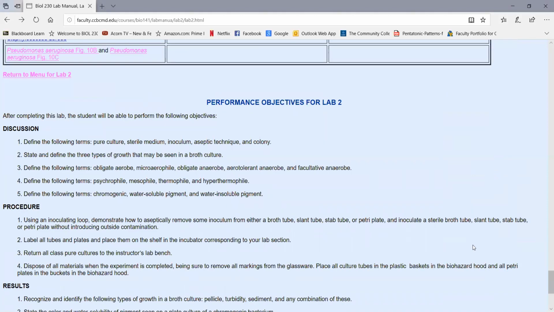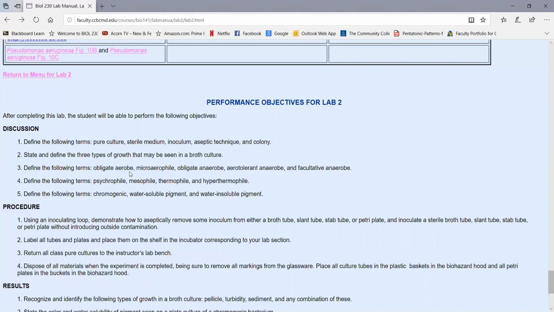And the objectives you see under discussion are theoretical objectives, which is basically a lot of terminology we need to know related to growing organisms. You should be able to define pure culture, sterile medium, inoculum, aseptic technique, and colony. State and define the 3 types of growth that may be seen in a broth culture.